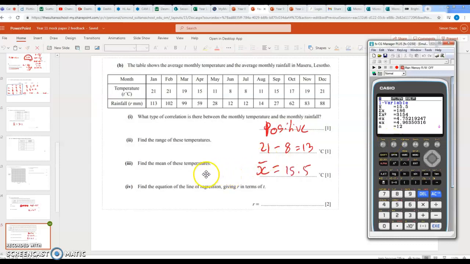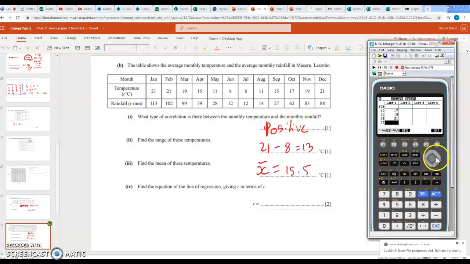Now, find the equation of the line of regression giving R in terms of T. Well, really, this is very, very easy. Imagine that you plotted these points on a scatter graph and you tried to draw a line of best fit. Well, a line of regression is a line of best fit. But you can get your calculator to tell you what the equation of that line should be.